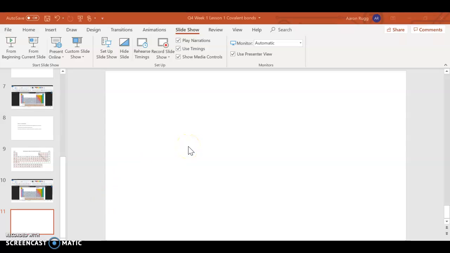Okay, so I had a request to go over the shapes, the different shapes that you have. And I just thought I'd share it with everybody.